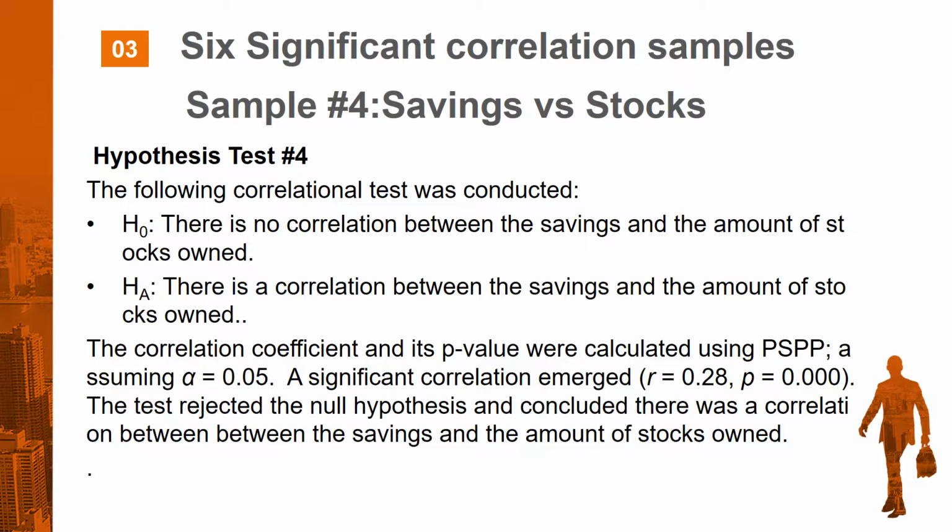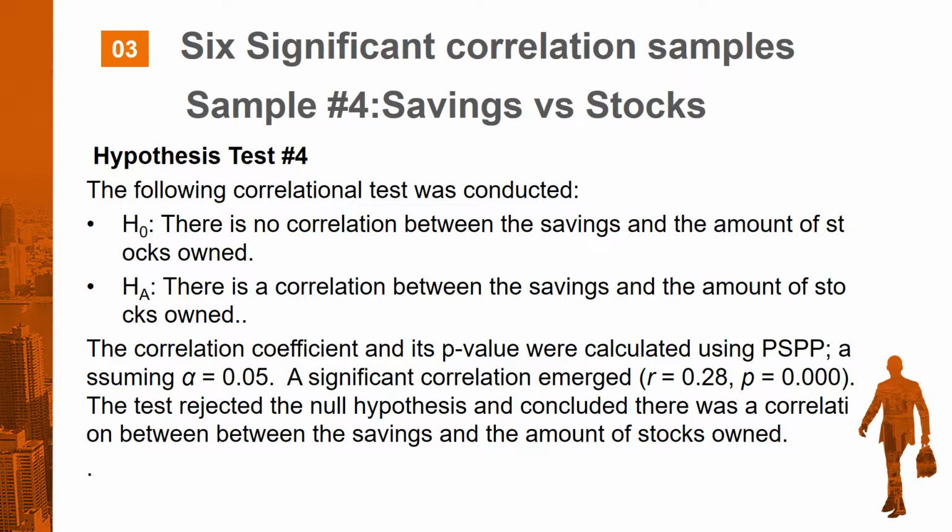Our great PSPP tool gave us an R value of 0.28 and a p-value of 0.000. So here again, we have to reject the null hypothesis because our p-value is less than our level of alpha. Therefore, the test rejected the null hypothesis, and we are concluding that there is a positive relationship between savings and the amount of stocks owned.